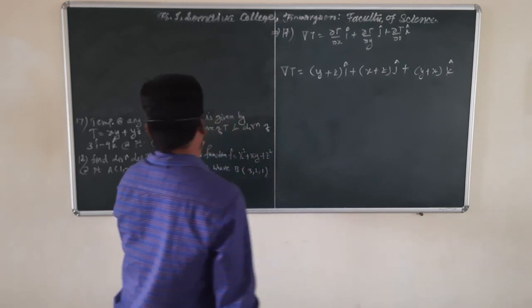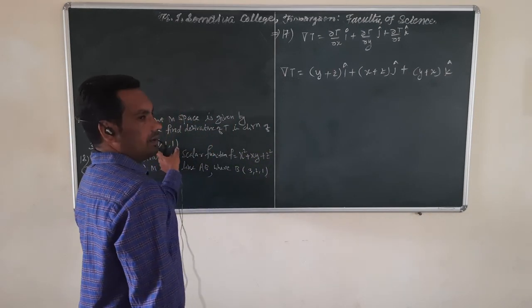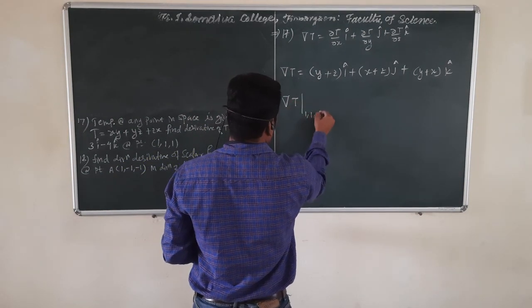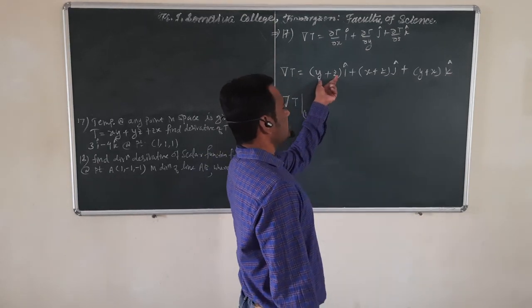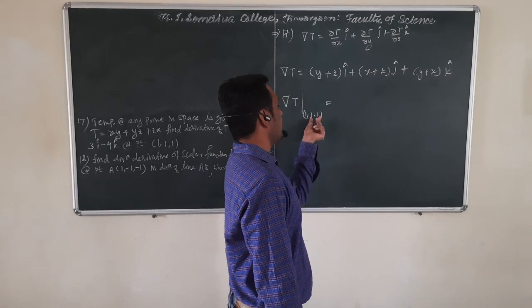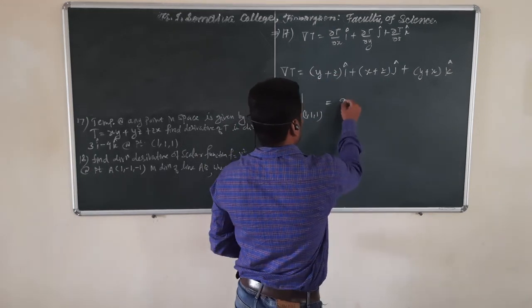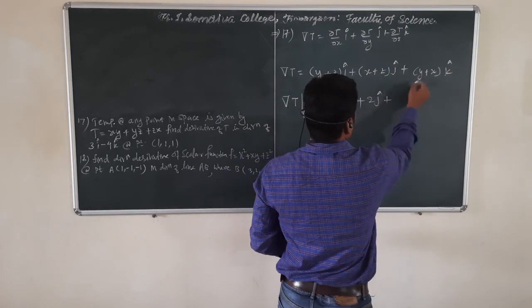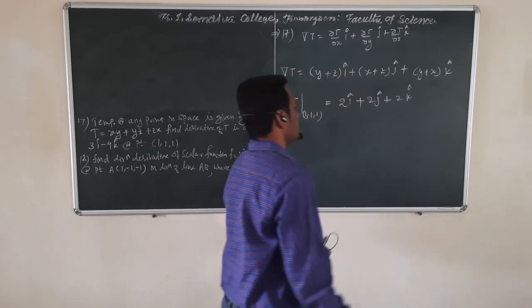Now we have to find out the gradient of t at point (1,1,1). So the gradient of t at (1,1,1): we substitute the value of x as 1, y as 1 and z as 1. So y plus z is 2i, x plus z is again 2j, and y plus x is again 2k. So 2i plus 2j plus 2k.